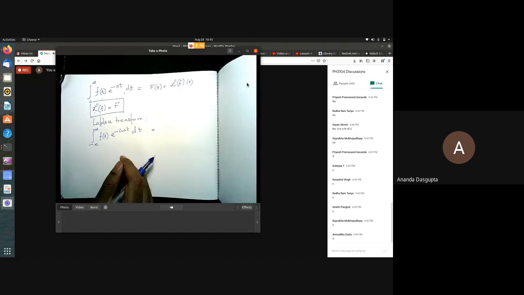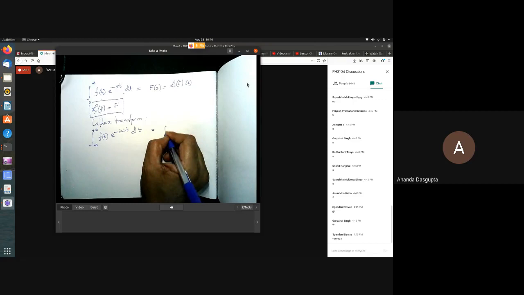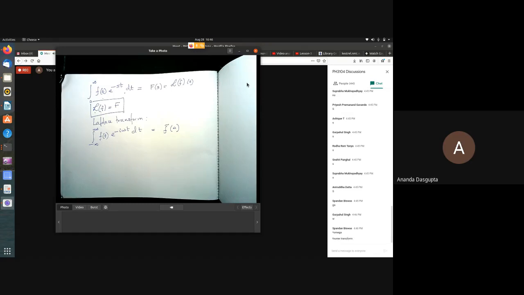What will this be a function of? Omega, right? And any idea what this is called? This function of omega, which, let's say, I'm writing f tilde. It's a different function, of course. So what is this thing called? It's called a Fourier transform, right?